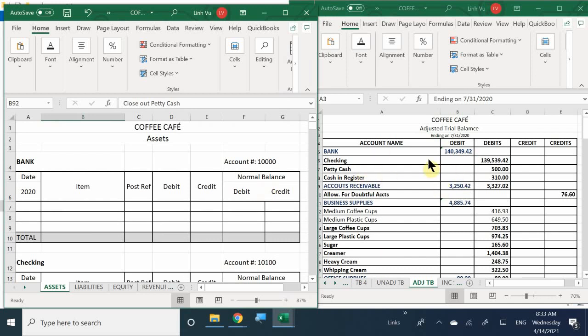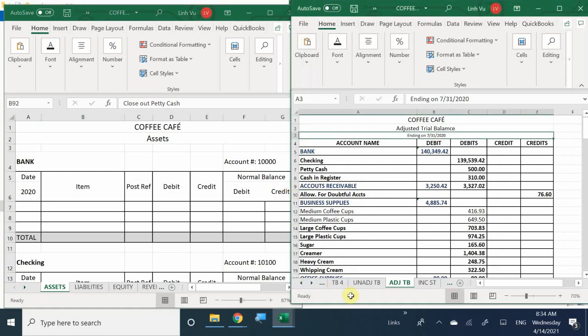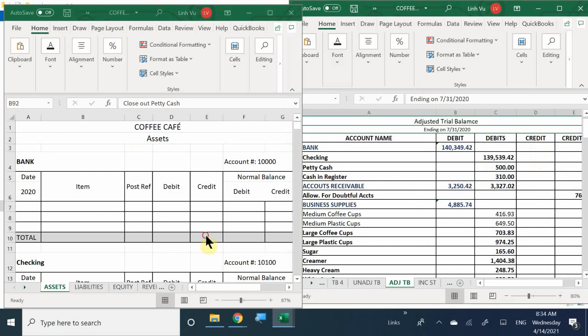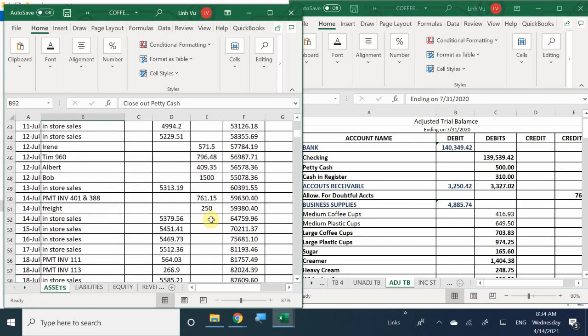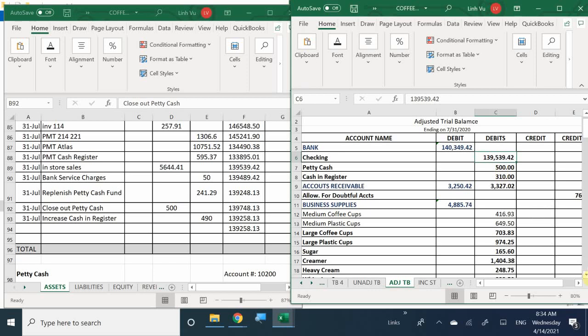Okay, for my checking, what is my total amount in my checking account? Is this okay for everyone to see? I feel like it's a little too small. There you go. Yep. Okay, so first things first, what's my total ending balance in my checking account? 139,258.13. Okay, so that automatically updated, because I had a formula here already.